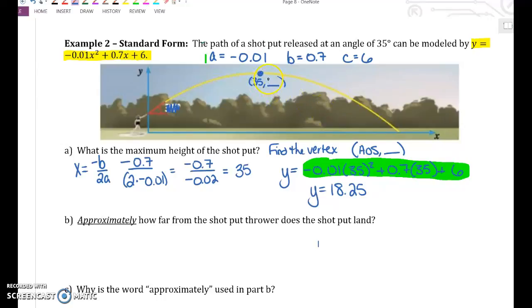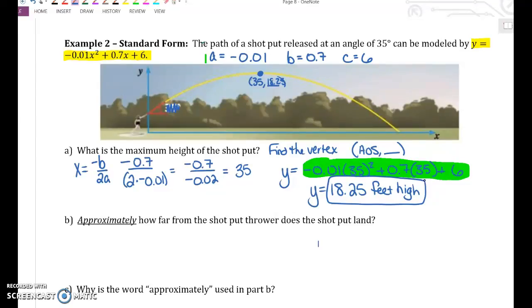So that means the vertex is 35, 18.25, which means that the maximum height of that shot put is 18.25 feet high. So 35 feet into the path of this shot put, the shot put is going to be 18.25 feet high.